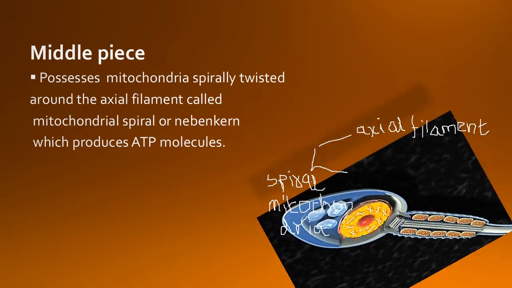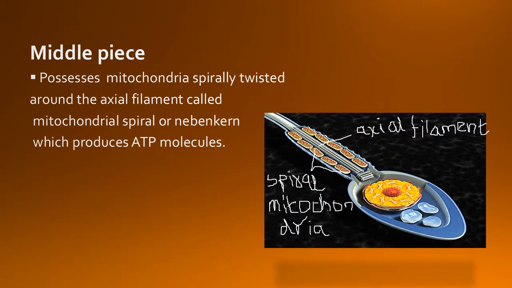The neck is followed by a body or middle piece. It consists of spiral mitochondria which are twisted around the axial filament of the middle piece, called the mitochondrial spiral or Nebenkern. Mitochondria produce ATP molecules that provide energy for the movement of sperms.